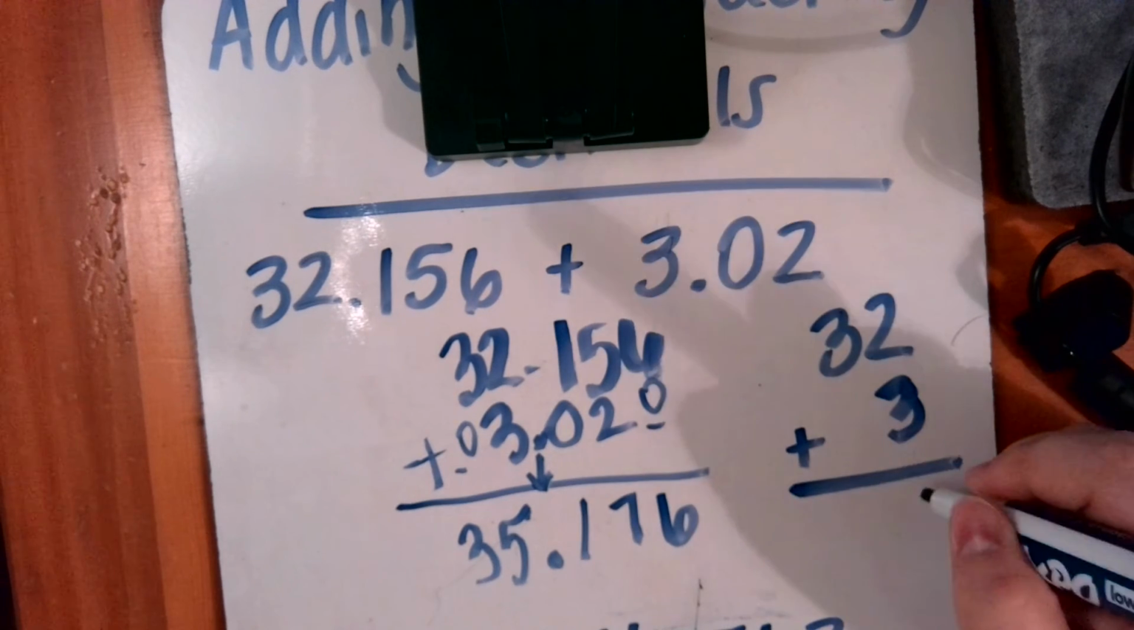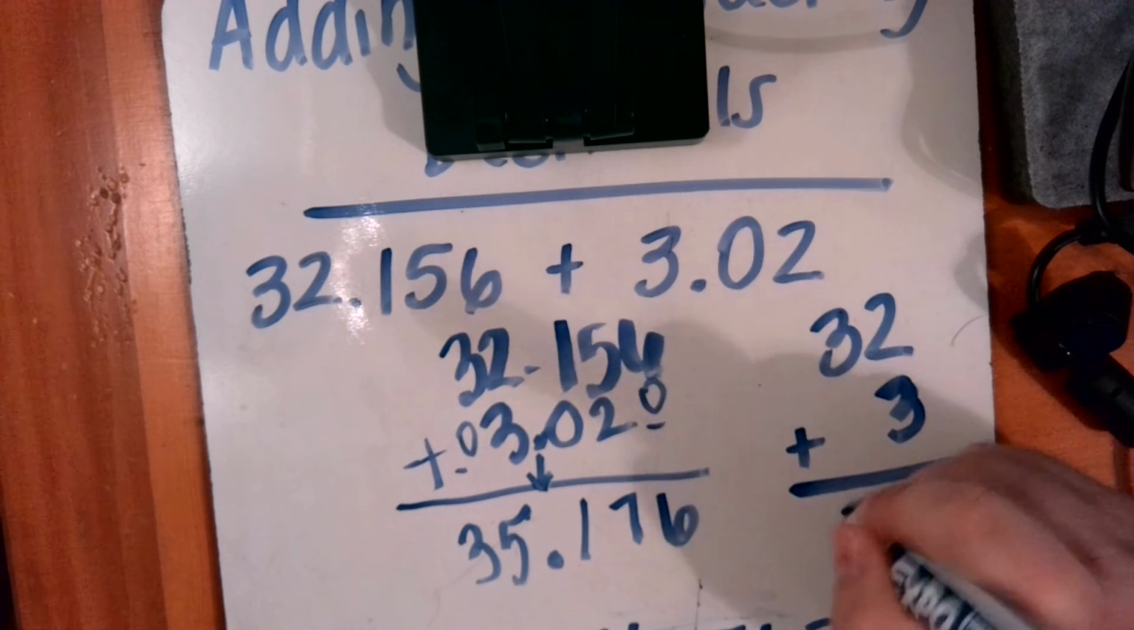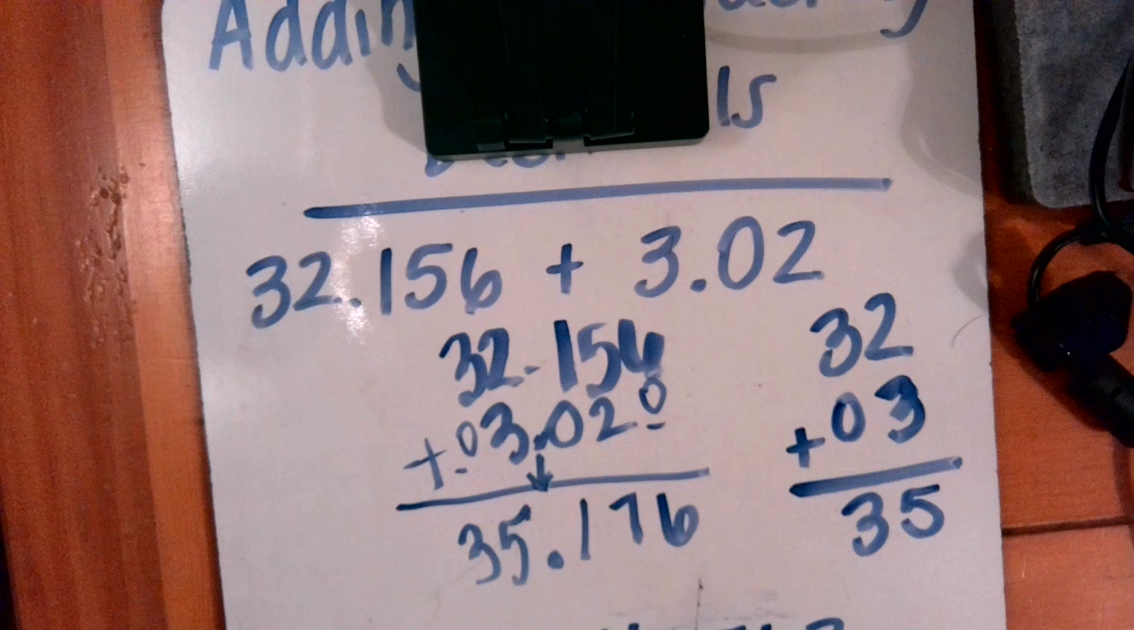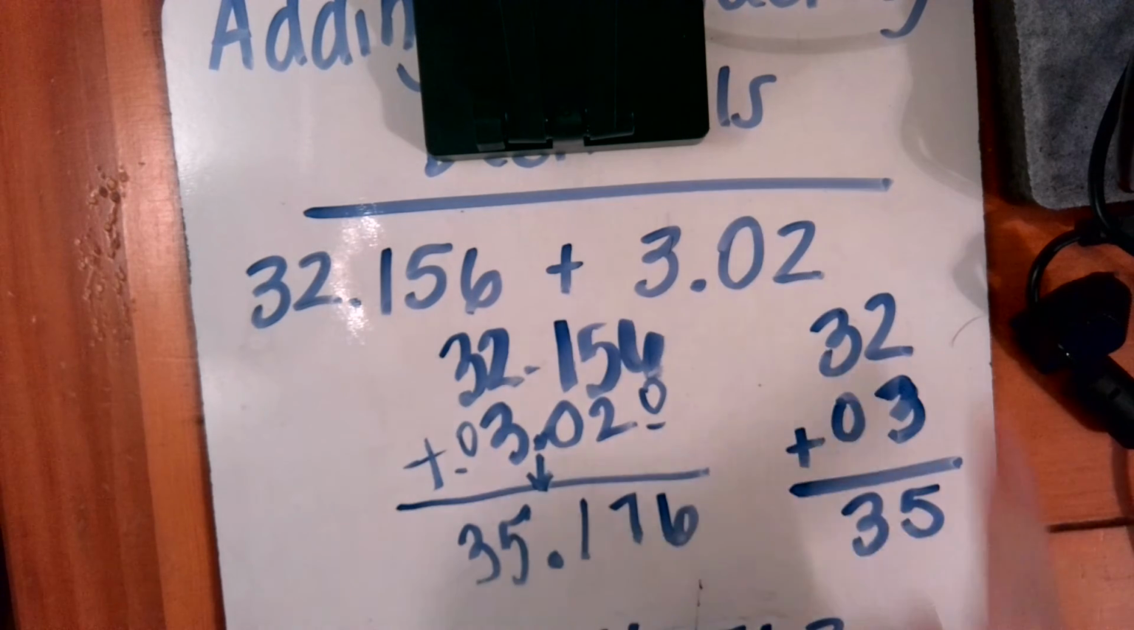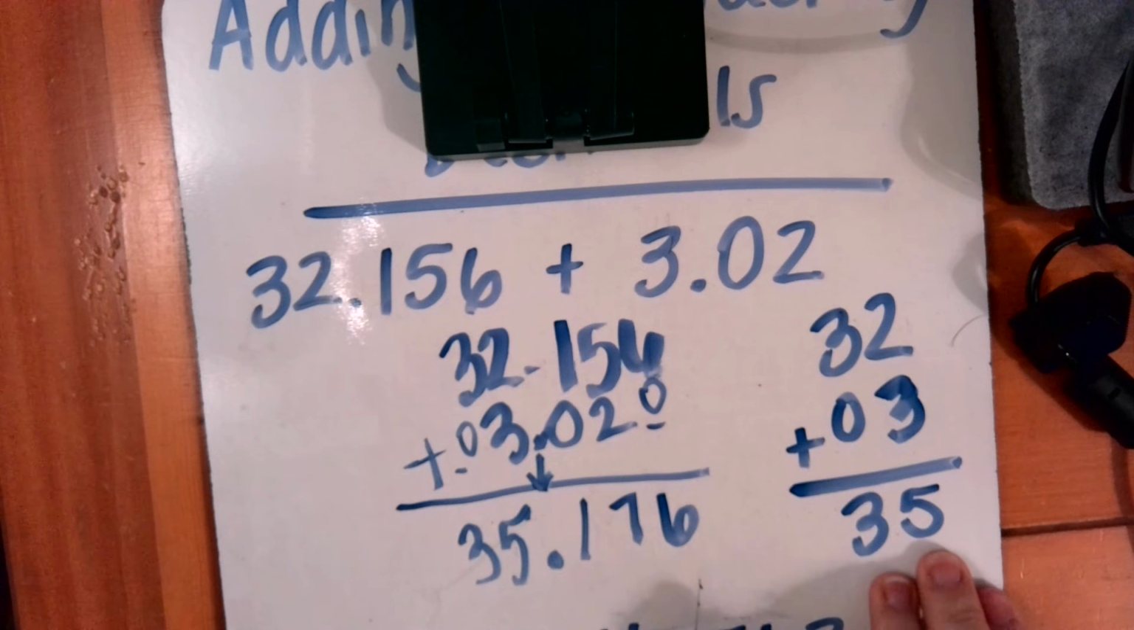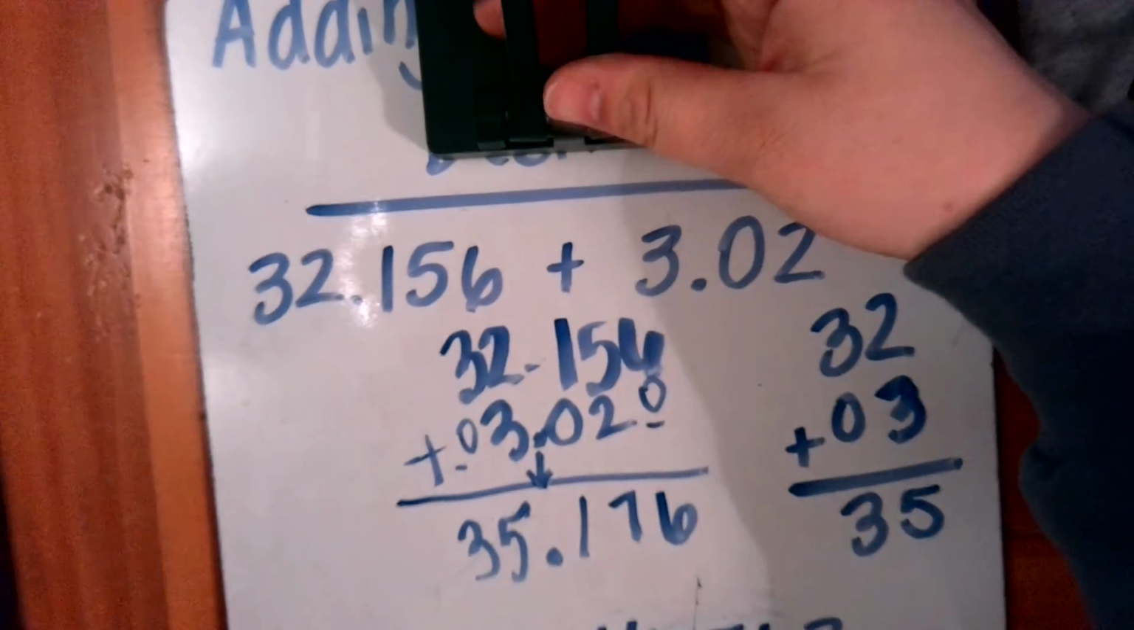So I'm going to add: 2 plus 3 is 5, and 3 plus 0 is 3. So I got 35. Are my answers close? They are. So this is how you can use estimation to check your answer, or you can use estimation first to see what your answer should be close to. So that is adding decimals. Now let's move on to subtracting decimals.